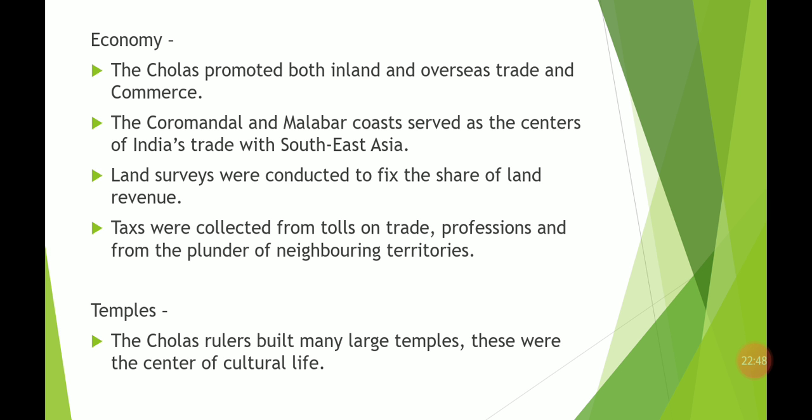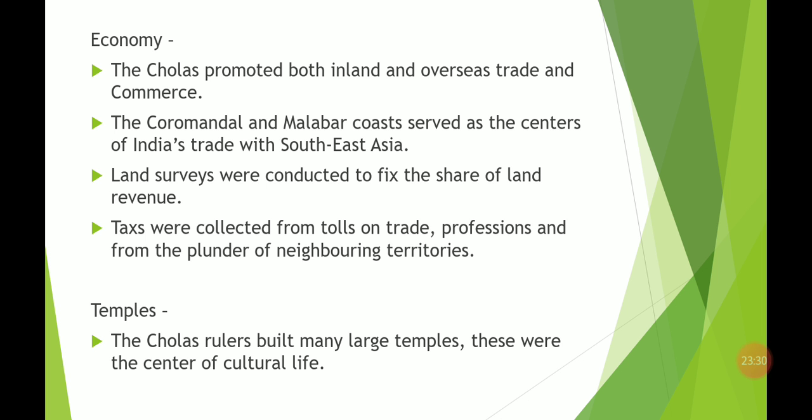Then professions and plunder of the neighboring territories. Professions means the workers, those who were working, also paid some taxes on their income or earnings. Plundering the neighboring territories means whatever areas they plundered and annexed came under the Chola rule, and the resources belonging to those areas also provided a source of income to the Chola dynasty. So this is the way they got economic benefit during the Chola rule.